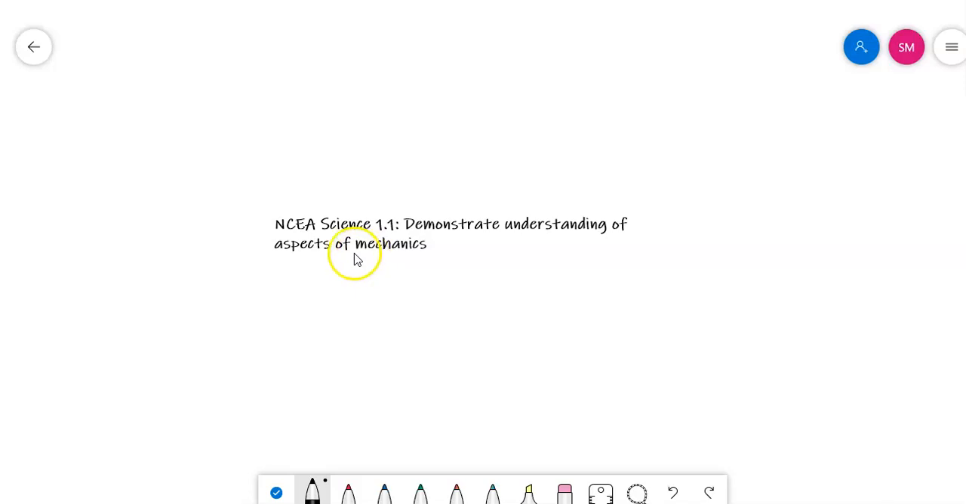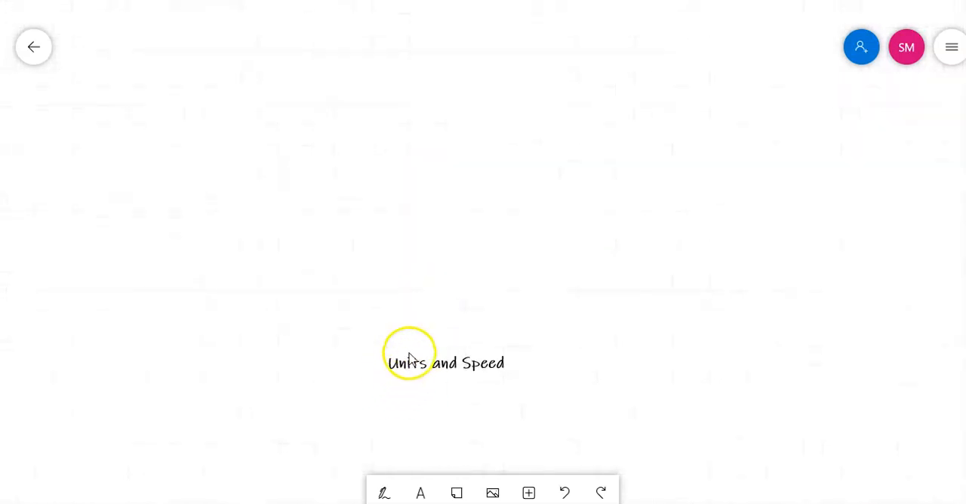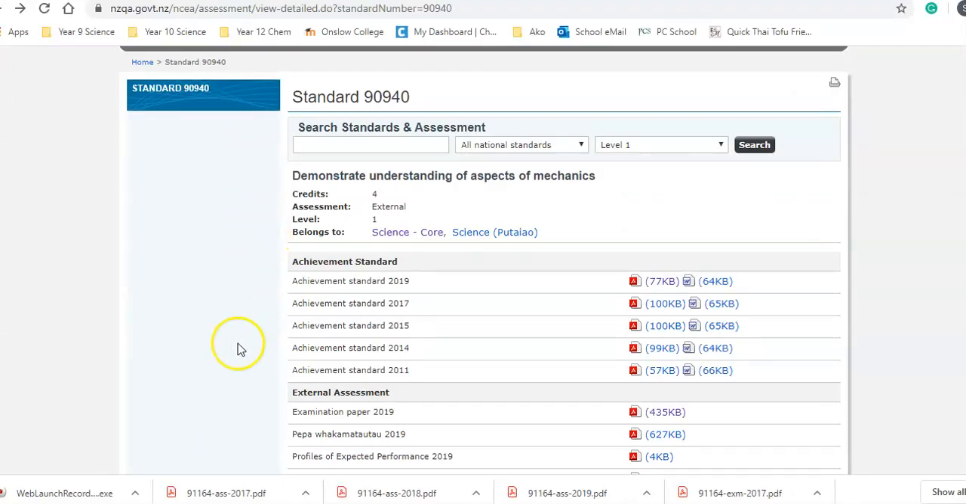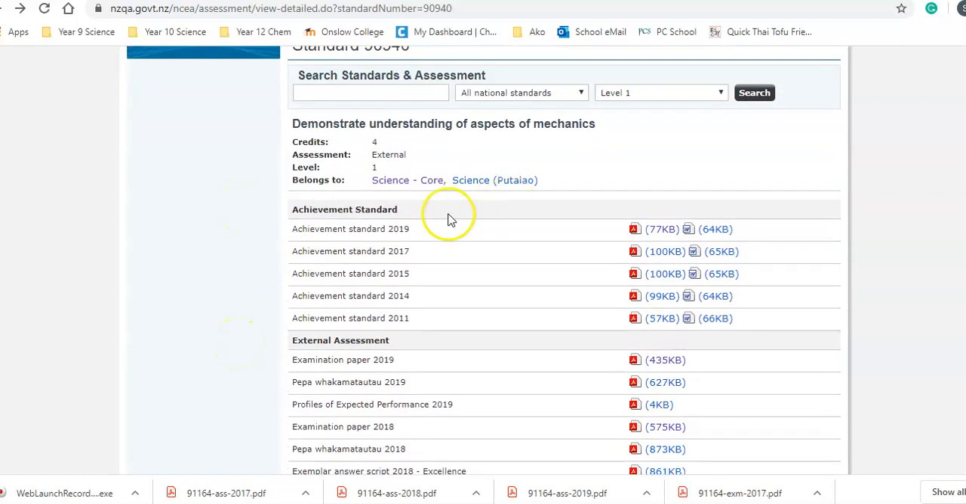series. This standard is more commonly just referred to as mechanics and is the physics part of NCEA Level 1 Science. In this video we will be looking at units and speed. We'll go over those two things, but first we'll just have a look at the NZQA website, just to look at an overview of what the standard contains.